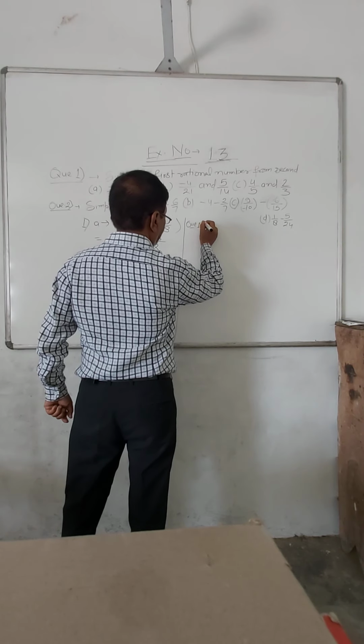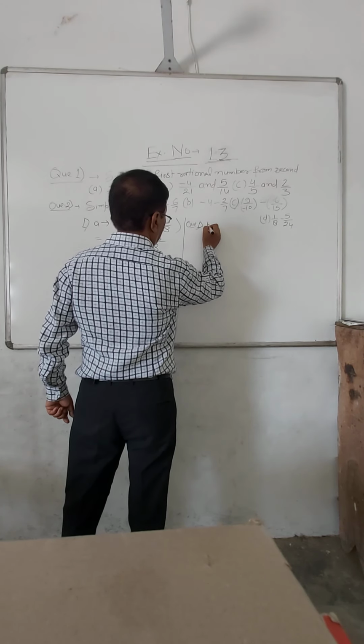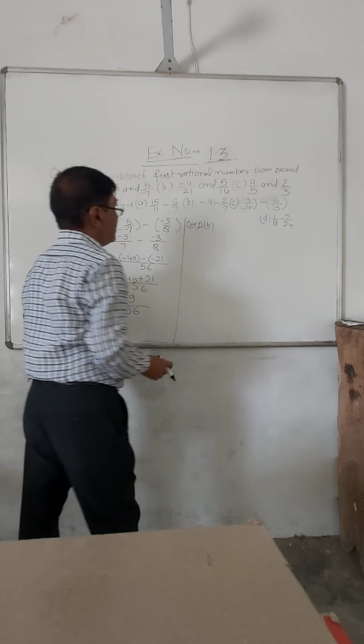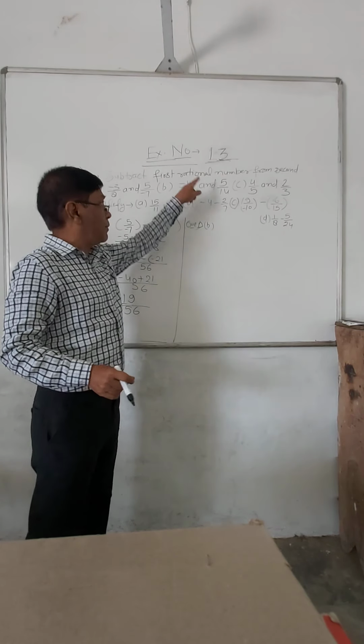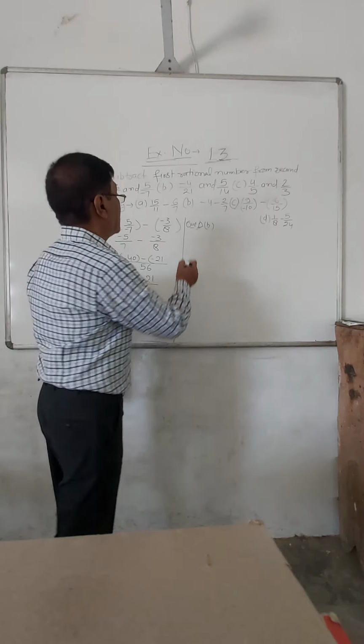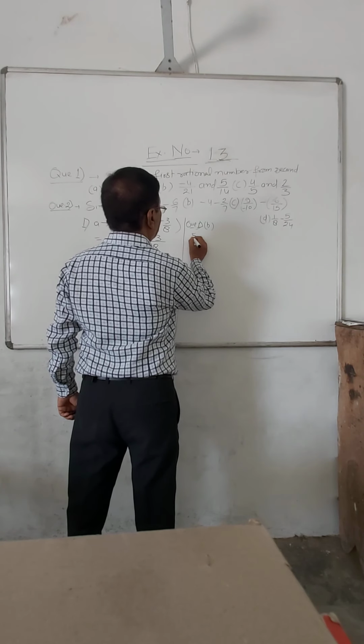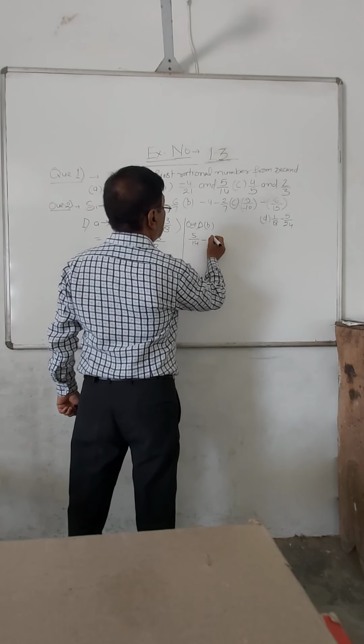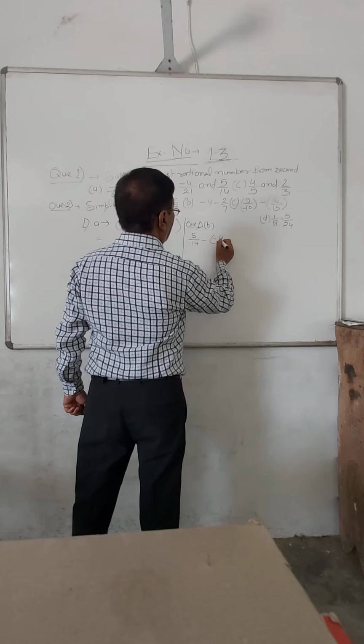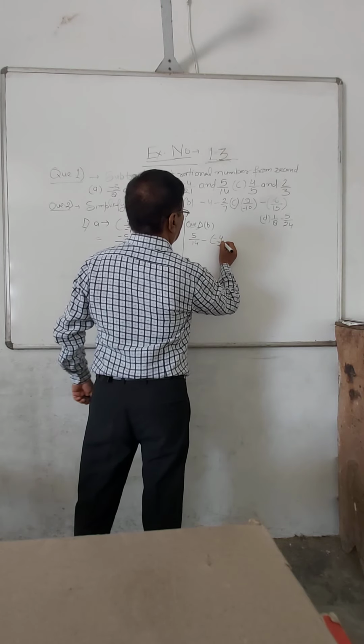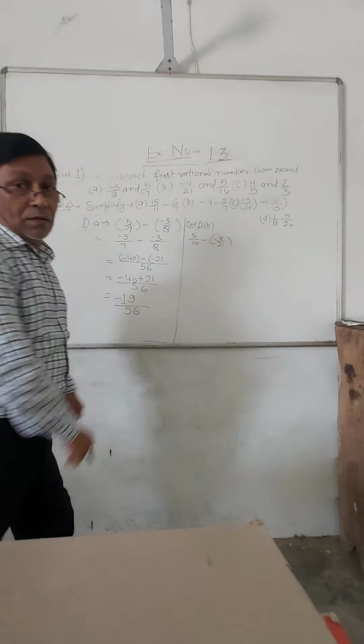Now question number 1B. B part: again subtract this number from the second number. So what will it be: 5 by 14 minus 4 upon 21.